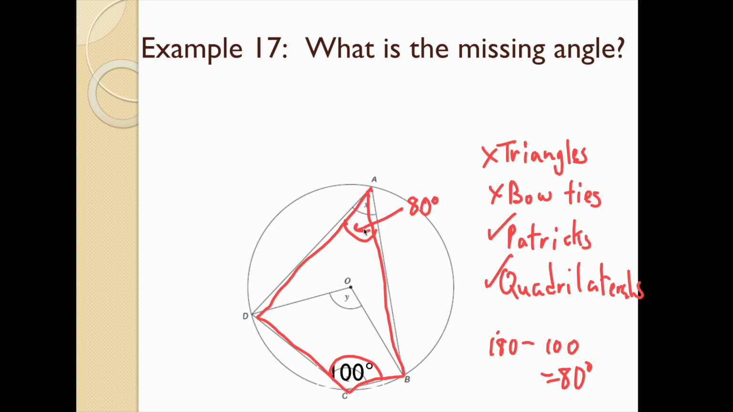Alright, so we know he has 80 degrees. Now we have Patrick to deal with. So with Patrick, if he has 80, what would be the angle here? 160. 160, because the angle here is double this. So I would expect here to be 160.